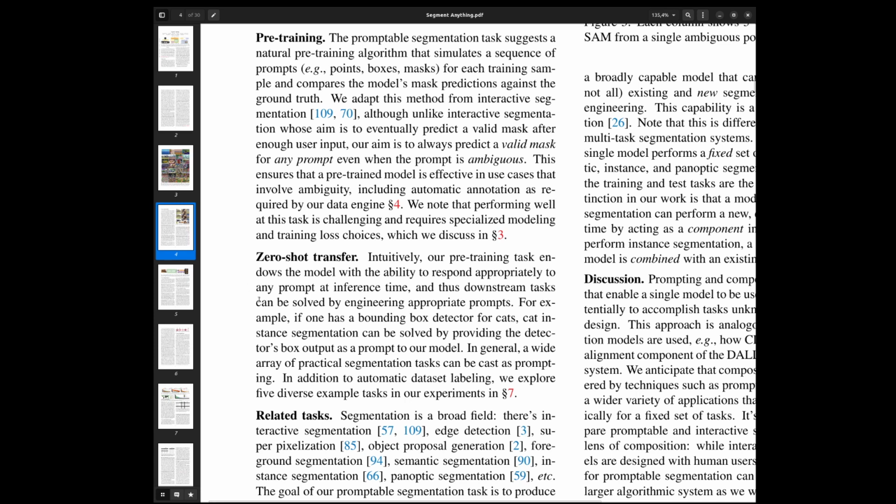For example, if one has a bounding box detector for cats, cat instance segmentation can be solved by providing the detector's box outputs as a prompt to our model. In general, a wide array of practical segmentation tasks can be cast as prompting. Completely true. In addition to automatic dataset labeling, we explore diverse example tasks in our experiments in section 7.